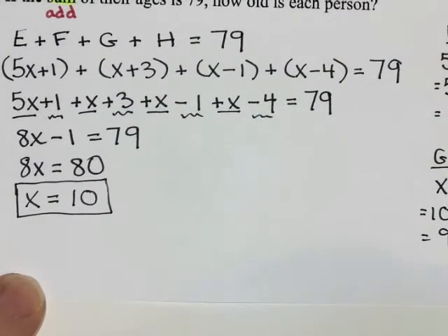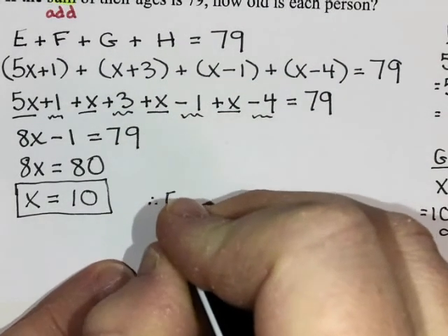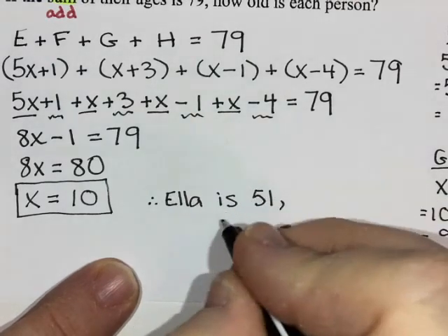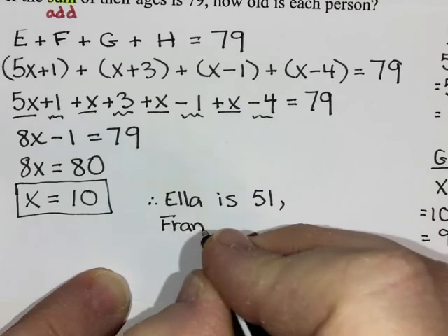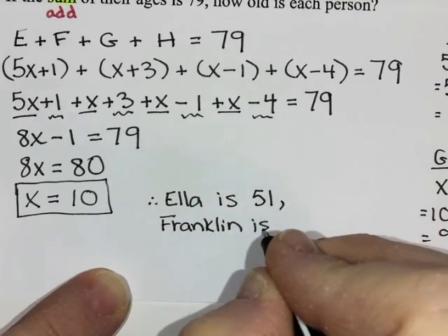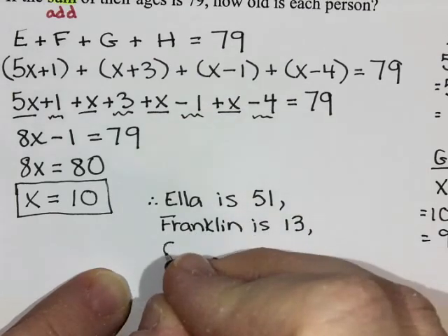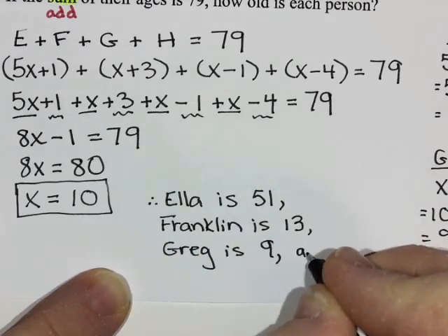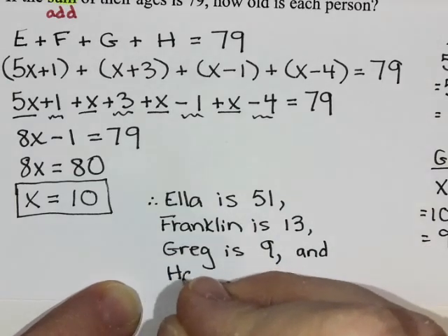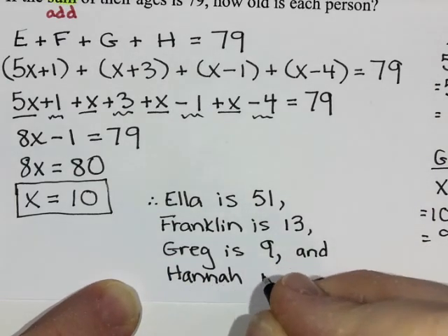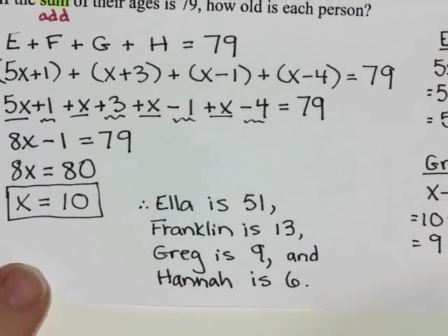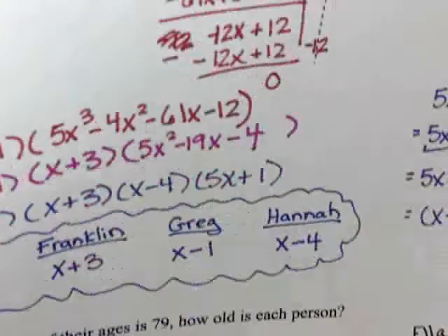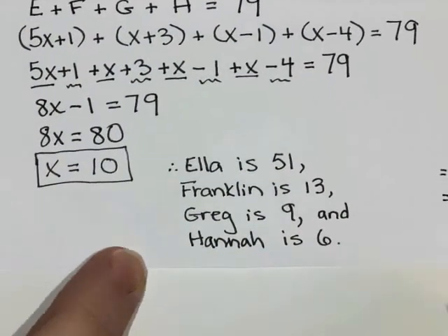So I'm going to write a final sentence that says, therefore, Ella is 51. Franklin is 13. Greg is 9. And Hannah is 6. All right, that was a lot of work for that one question, but we made it through. And there's our final answer.